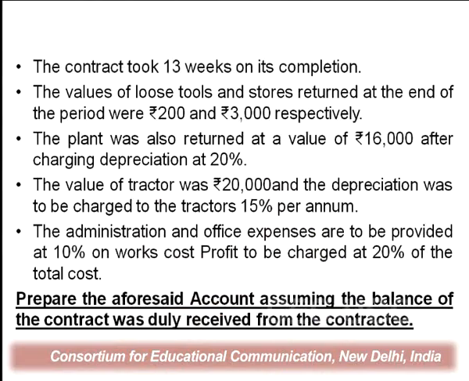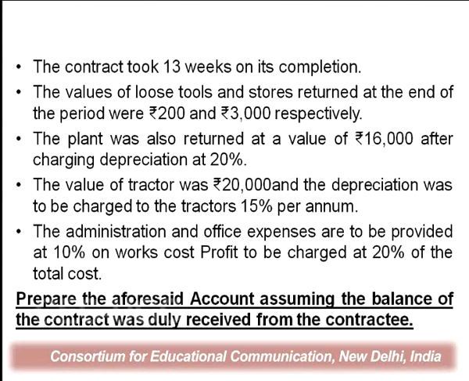The administrative and office expenses are to be provided at 10% of works cost, profit to be charged at 20% of the total cost. What it means is that this contract is a cost plus contract. So whatever the cost of the contract is, you will add 20% profit on it, and that will be the contract price. So this is a cost plus contract.